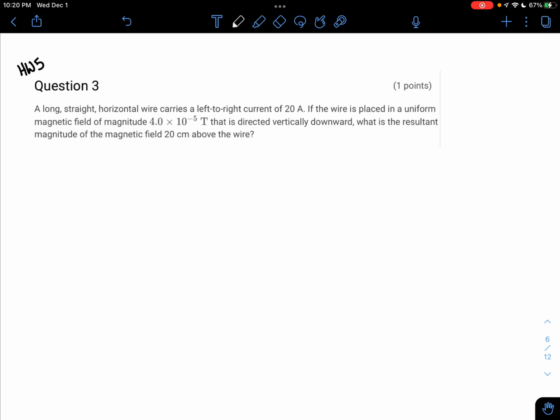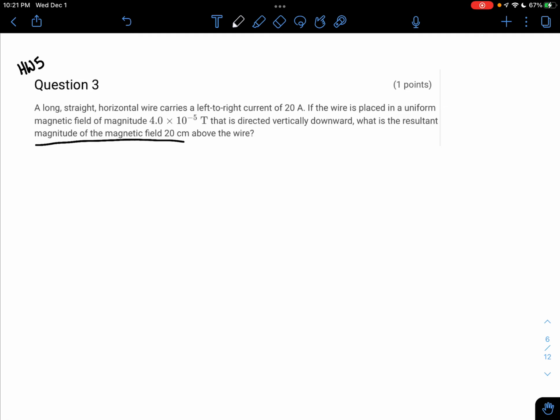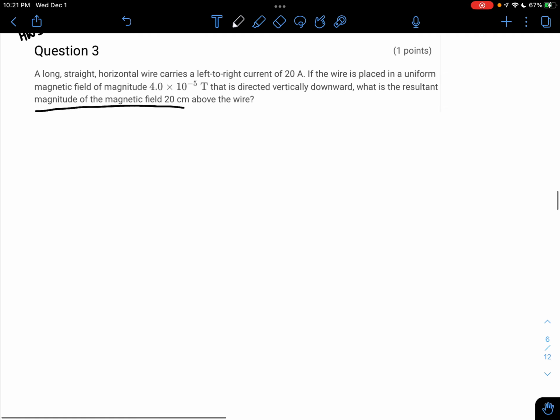Alrighty, y'all. Today we're taking a look at question 3 for homework 5. And for this one, we're trying to find the resultant magnitude of the magnetic field 20 centimeters above a horizontal straight wire that is in a magnetic field.